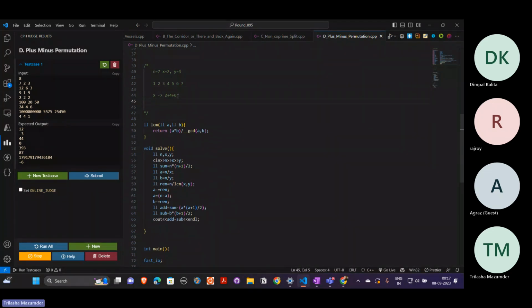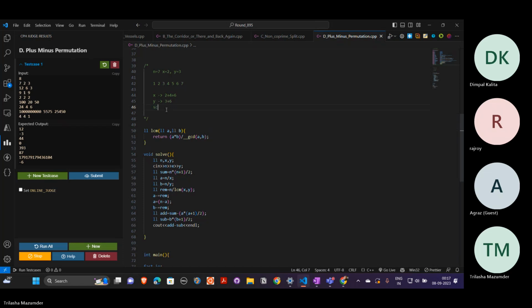So for y, what will be the indexes? It will be the third index, and it will be the sixth index. So what will be the values at those indices? It will be 3 plus 6. So what is the score that we are getting in this case? Our score would be 12 minus 9. That is 3. So in that case, the score that we are getting is 3.